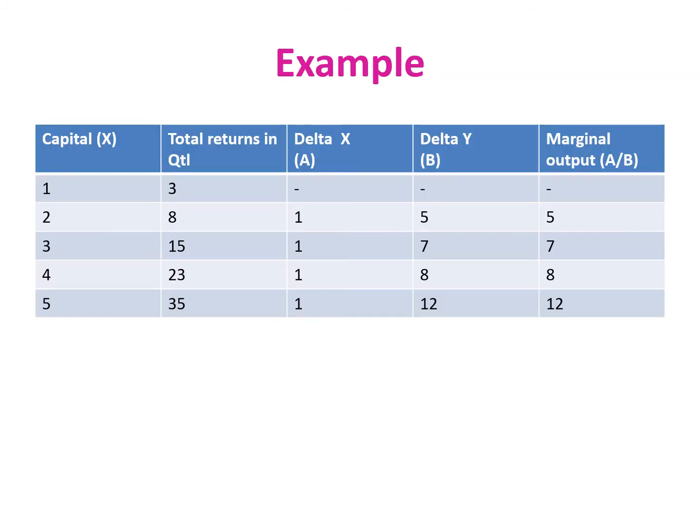Here we are going to see the example of law of increasing return. It is clear from the table that the first unit of capital results in the 3 quintals of output. The second unit adds 5 quintals of output in the production process. Third unit gives you 15 quintals of total output. That means this third unit adds 7 quintals. Fourth unit adds 8 quintals and fifth unit adds 12 quintals of output in the production process.